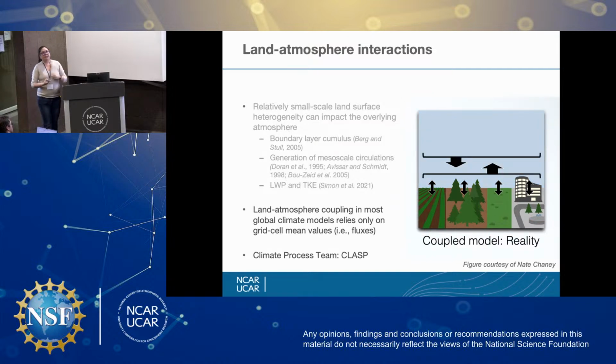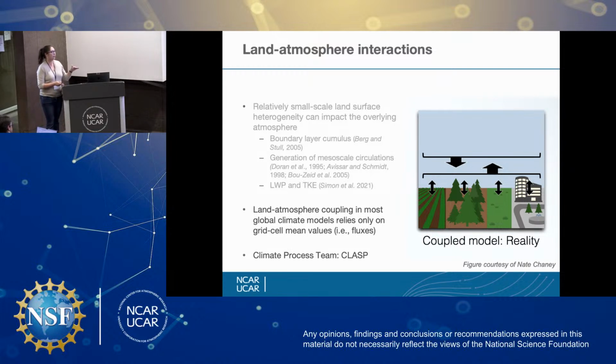Now the model world is a little bit different. The model world is more like the picture on the right, where we have interesting heterogeneity at the surface, but when we're thinking about the ways in which the land and the atmosphere interact with one another, we're really only passing grid mean values. We're averaging all the fluxes together, all the states. The atmosphere essentially sees a homogeneous surface.